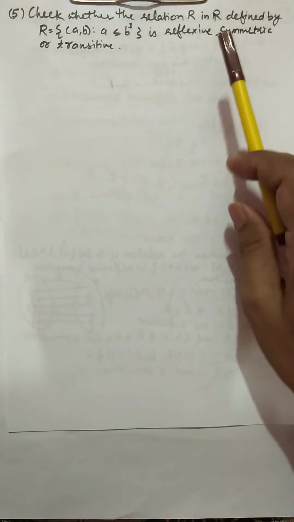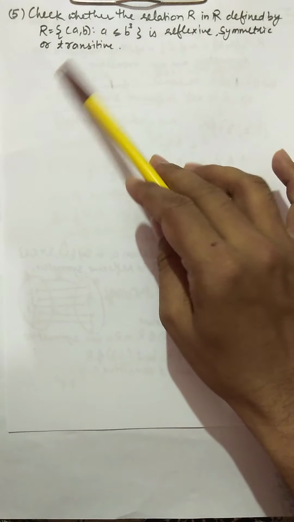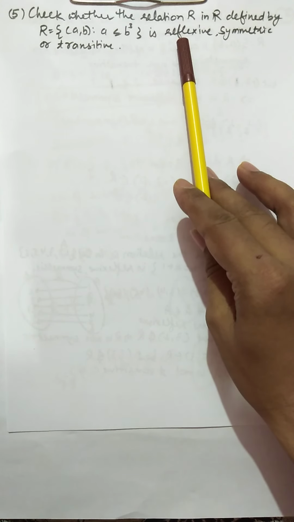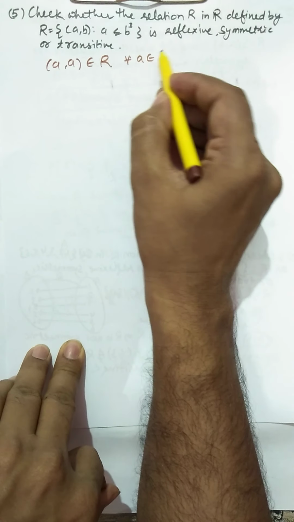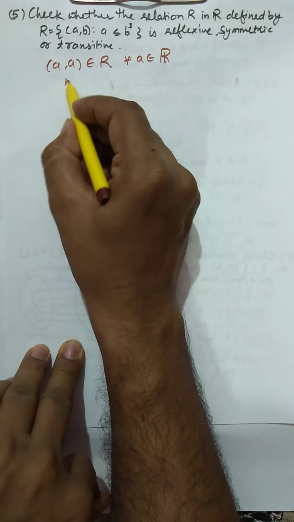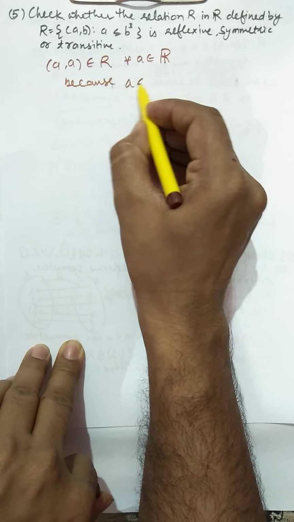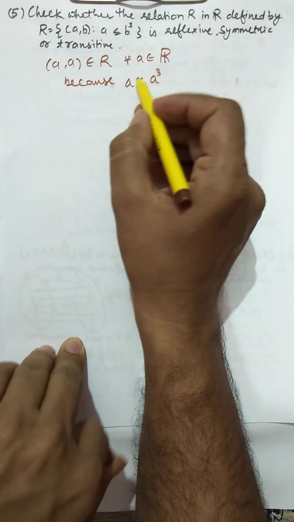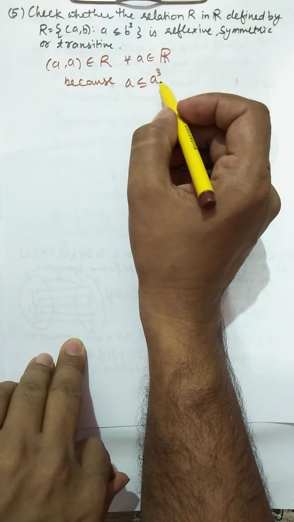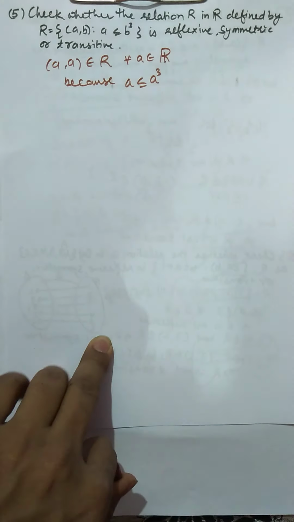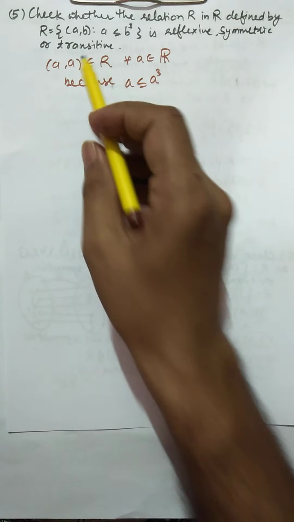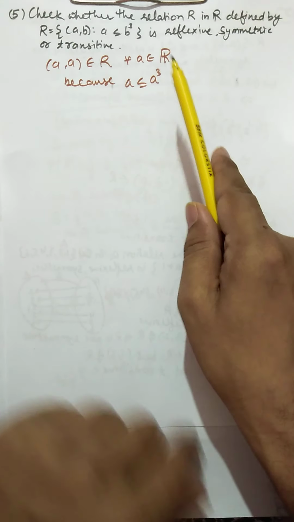Now we'll take question number 5. Check whether the relation R in real numbers defined by aRb if a is less than or equal to b cube is reflexive, symmetric or transitive. So we can say that (a,a) belongs to R for all a belonging to real numbers, because a is less than or equal to a cube. We have to just take one more example to check this. So this is the condition for (a,a) belongs to R for all a belonging to real numbers.